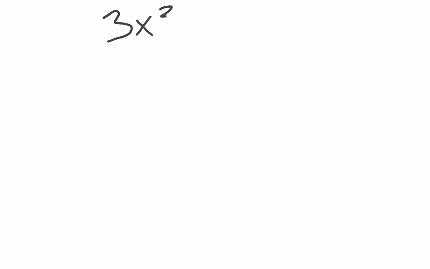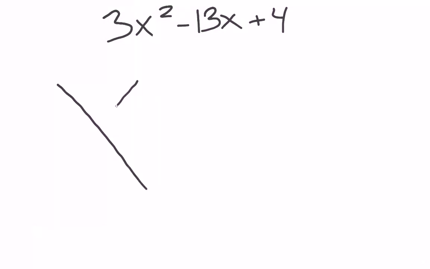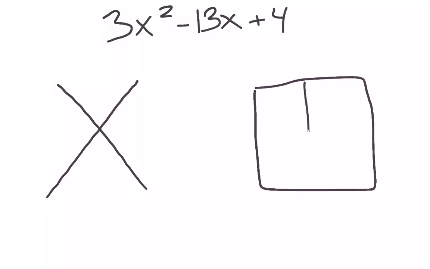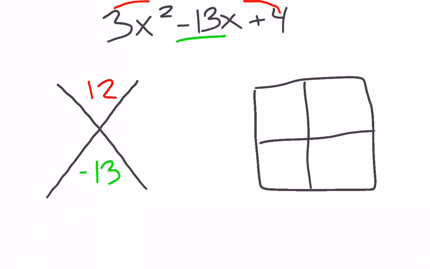3x squared minus 13x plus 4. So I know it's going to be x box because the 3 is there, and it's not a GCF. So I go ahead, draw the x in the box so I don't forget anything. Multiply a and c. 3 times 4 is 12. Put b at the bottom, the negative 13. And I say what multiplies to 12 and adds to negative 13.